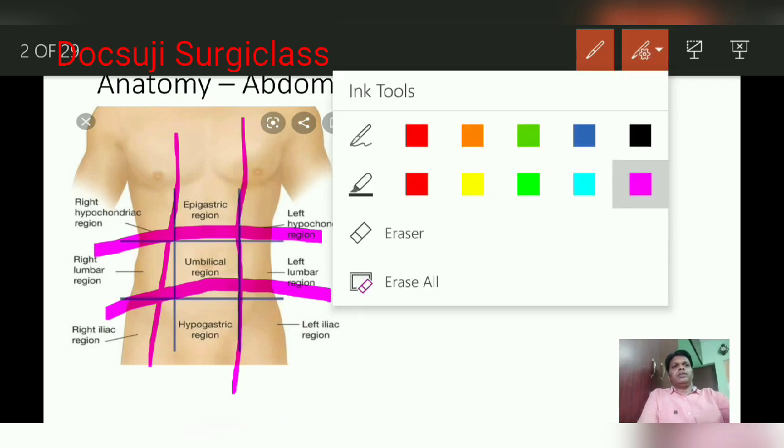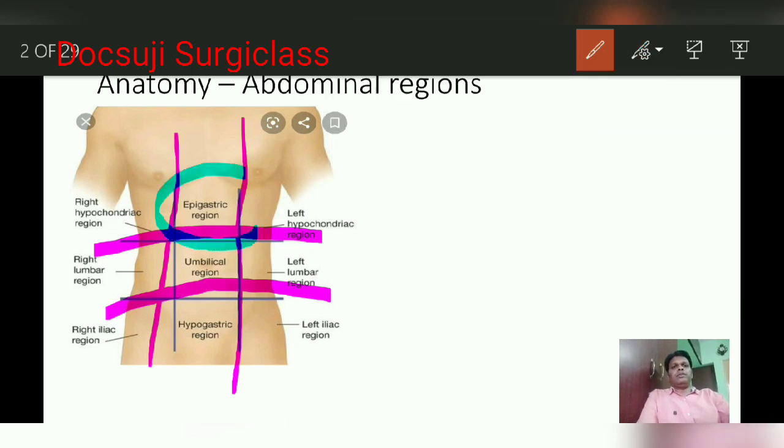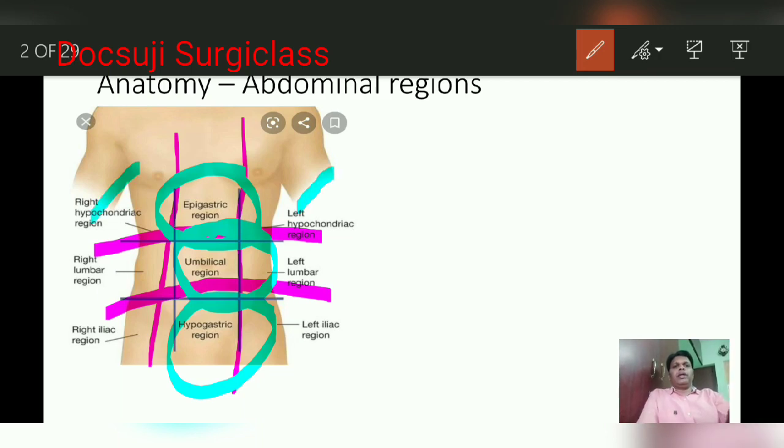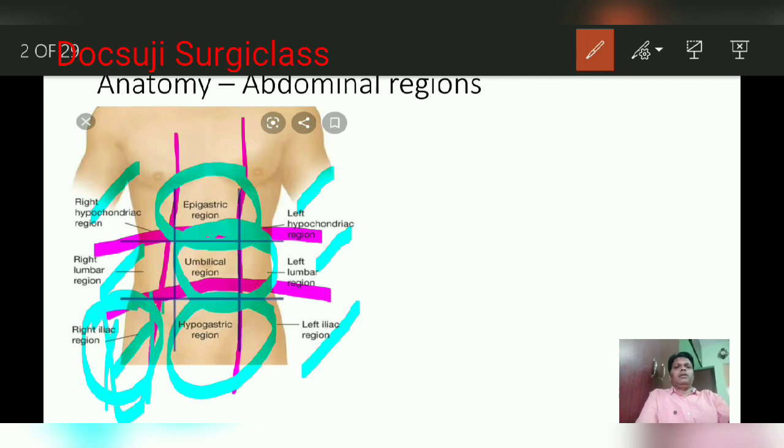You all know these regions: the first one is epigastric, umbilical, then hypogastric or suprapubic. Similarly, right hypochondrium, left hypochondrium, right lumbar, left lumbar, right iliac and left iliac. So we are going to discuss what is happening in the right iliac fossa mass.